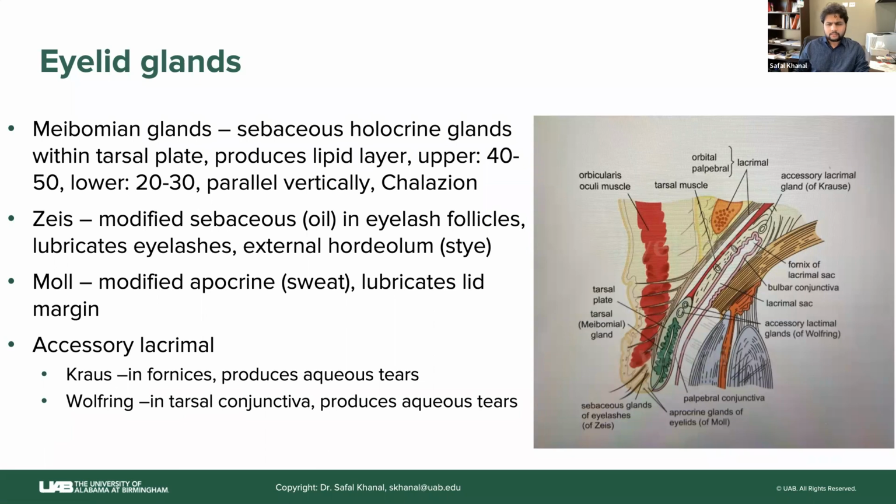You have your glands of Moll just nearby the Zeis glands. These are modified apocrine glands. And you have your accessory lacrimal glands, which are Wolfring and Krause. Wolfring in the tarsal plate and Krause just in the fornix. These help to produce aqueous tears. They make a small contribution to the aqueous tears. Most of the aqueous tears is produced by the lacrimal gland itself.